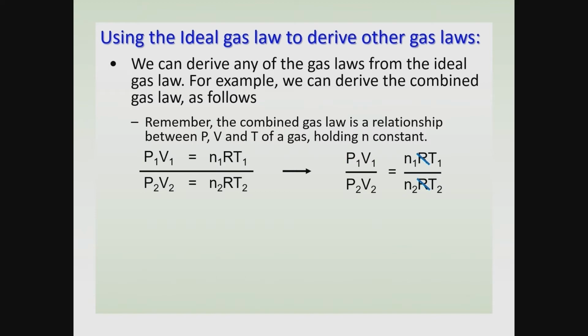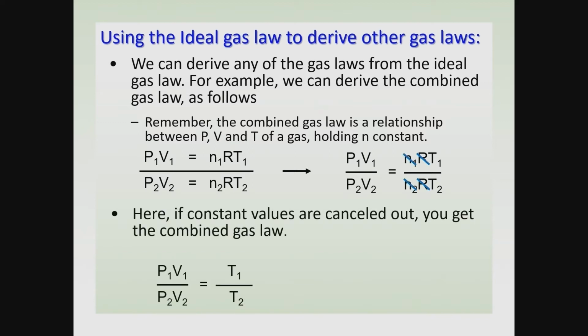And so if the moles are constant, that means the moles in the initial condition, N1, is going to be equal to the moles in the final condition, N2. And so that can be canceled out. After you cancel out the property that remains constant and that constant R, this is what you're left with: P1 times V1 over P2 times V2 is equal to T1 over T2. What you can do is move variables around, and then that is there on the right, the combined gas law.